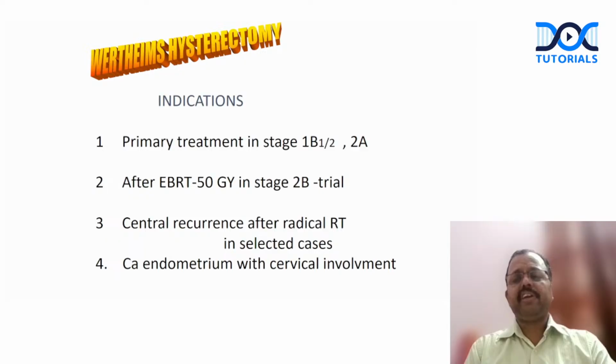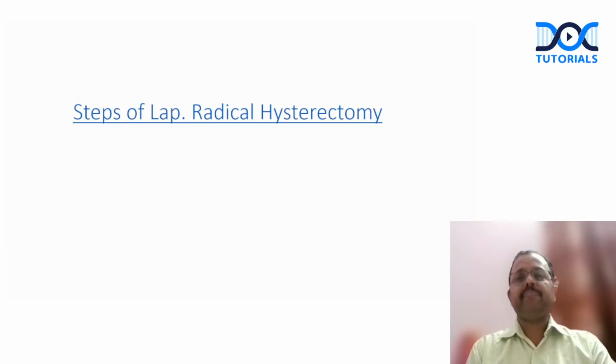Central recurrences after radical radiation. That is what we mean by central recurrences. A patient who has had radical radiotherapy for a CA cervix, where we have completed the full course of chemotherapy and radiation, and you find that the recurrence is very small, confined to the cervix without much parametrial or paracervical disease. This is a patient where you can take it up for a Wertheim's radical hysterectomy. And lastly, in case of a cancer of the endometrium, where there is a cervical stromal involvement that is made out clinically or by MRI, is an ideal case for selection for a Wertheim's radical hysterectomy.